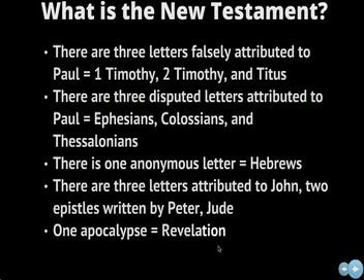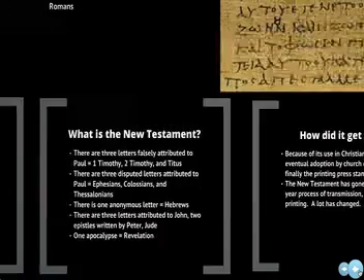And also there's an Apocalypse. Some people think that the Apocalypse was written by John, who also wrote the Gospel of John. But the evidence for that is pretty shaky. Now scholars think that Revelation was written by a different John.